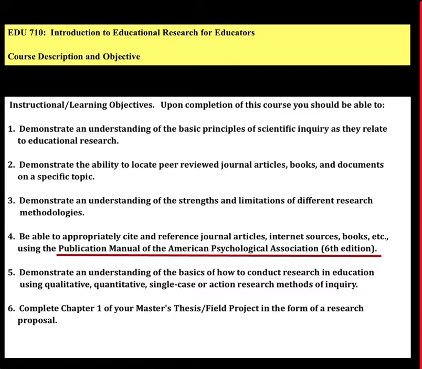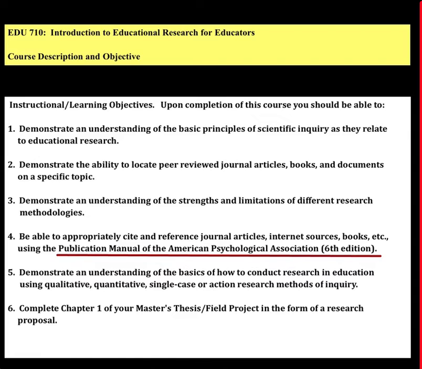Now, objective 1, you're asked to demonstrate an understanding of the basic principles of scientific inquiry as they relate to educational research. This objective will require you to become fluent in the specific vocabulary of research and the different functions and types of educational research. And you will be presented with videos that will go over all of these. Objective number 2, to demonstrate the ability to locate peer-reviewed journal articles, books, and documents on a specific topic.